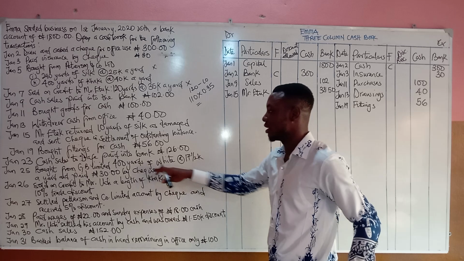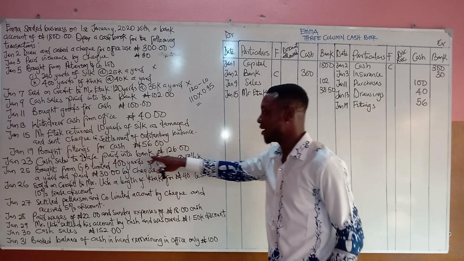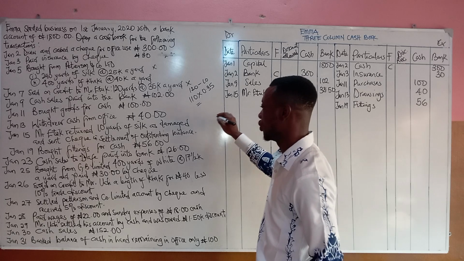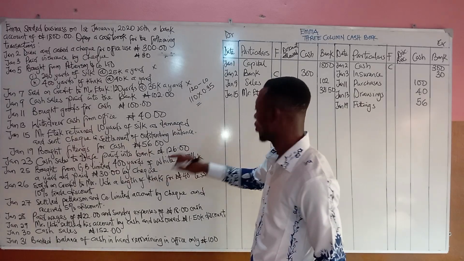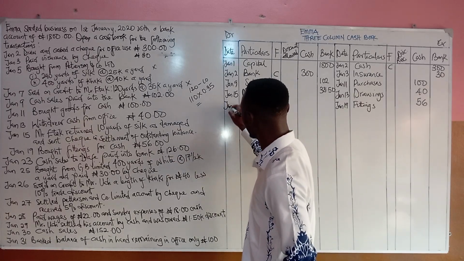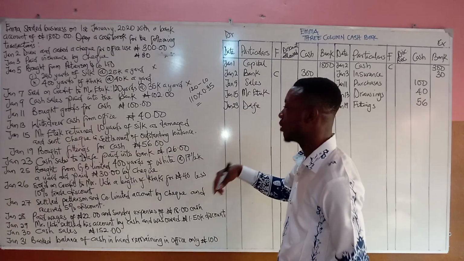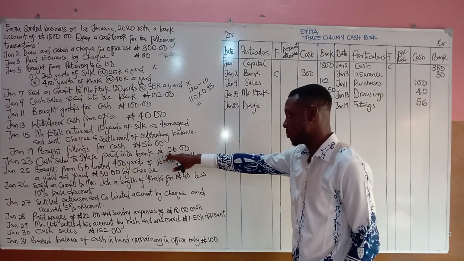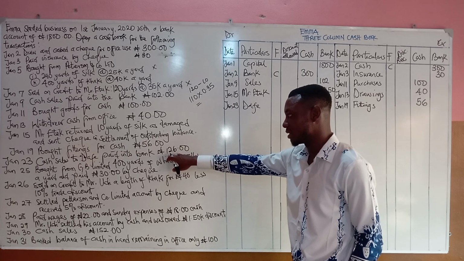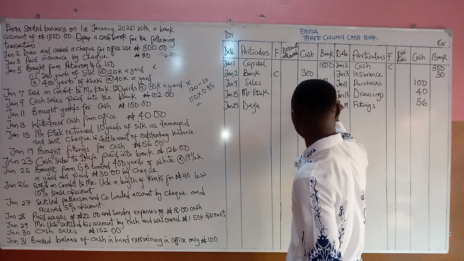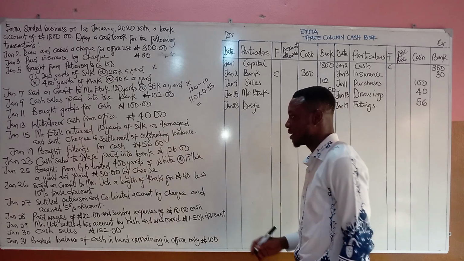Then January 23rd, cash sales to Daffy paid into bank. So we have January 23rd, Daffy, or sales, because the person that paid, who got the receipt, his name is Daffy, and he paid into bank 126 naira. We have 126 naira.